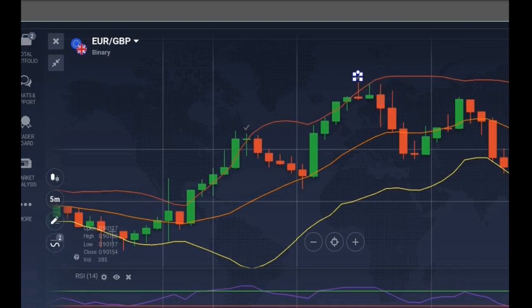Okay, so you can see that immediately after this happened, the next 5 minutes was a winning trade. You can see it clearly went down from this level.